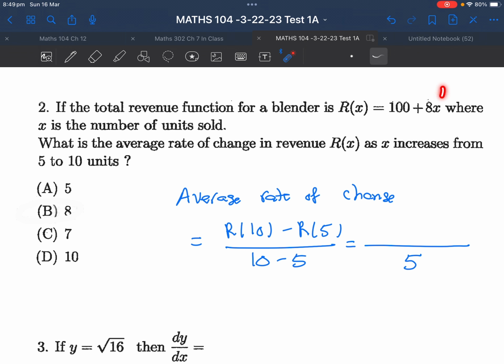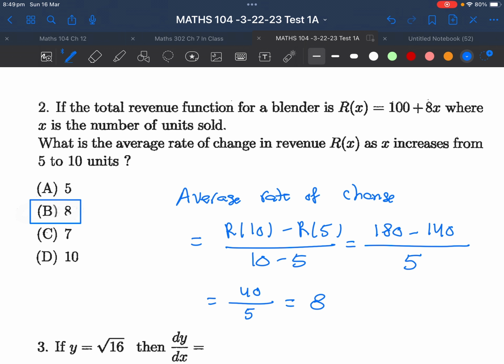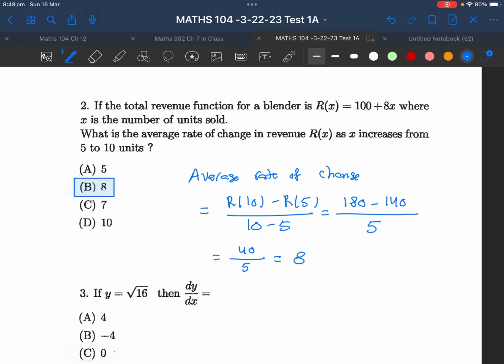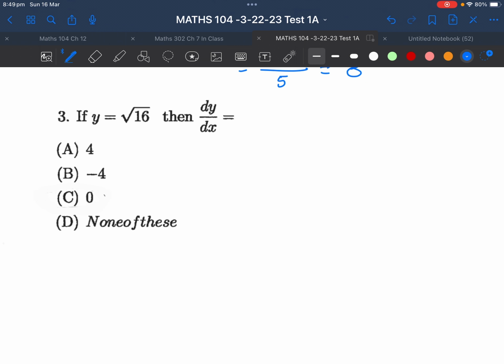What we need to do next, we need to plug in here 10. If we do that, we will get 180. Next, we need to plug in 5, we get 140. So the final answer will be 40 divided by 5, and that's just 8. So the answer will be just 8. That's the average rate of change.